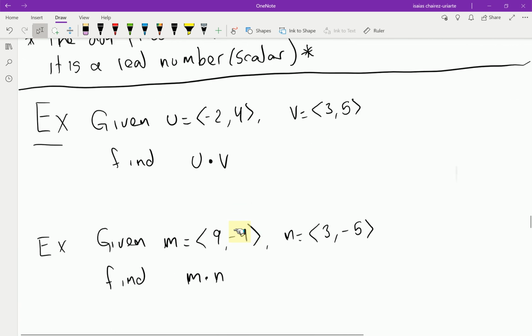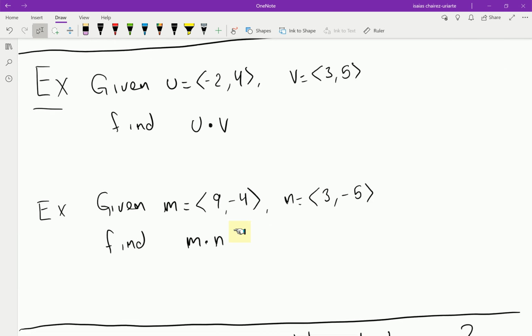Let's find some dot products. At this moment, pause the video and try to answer these two questions here. Give yourself 5-10 minutes, see if you can find the dot product between u and v and the dot product of m and n.